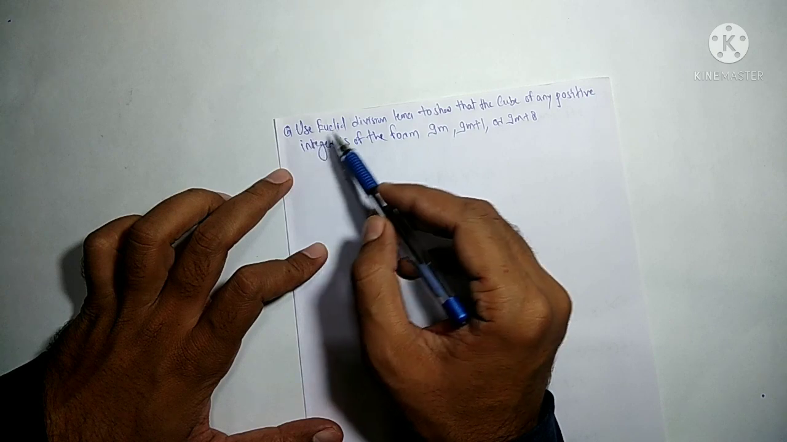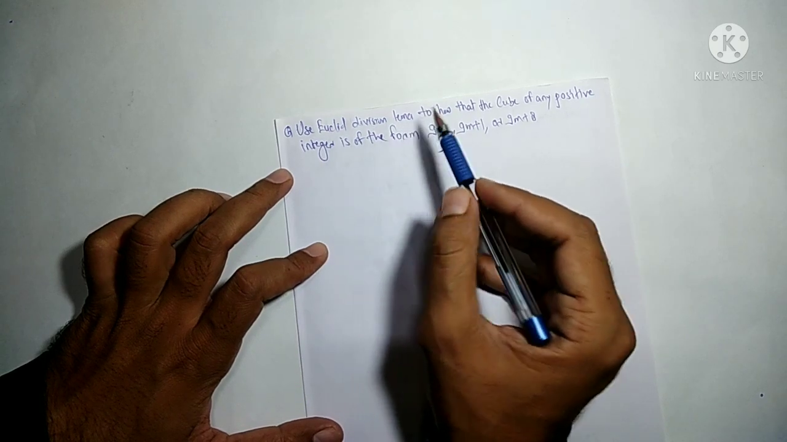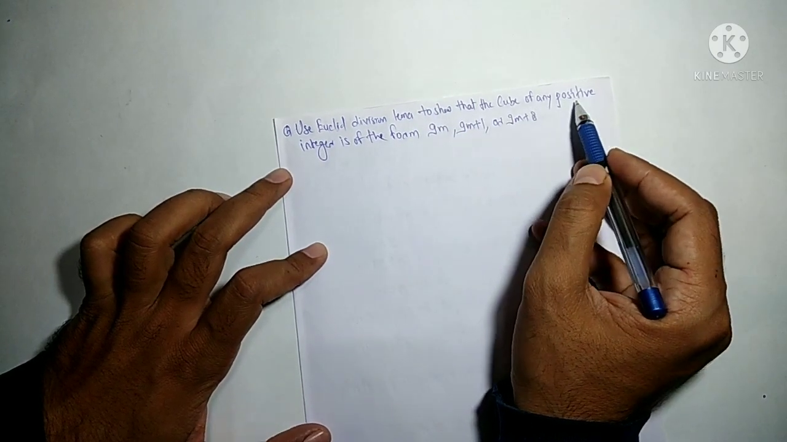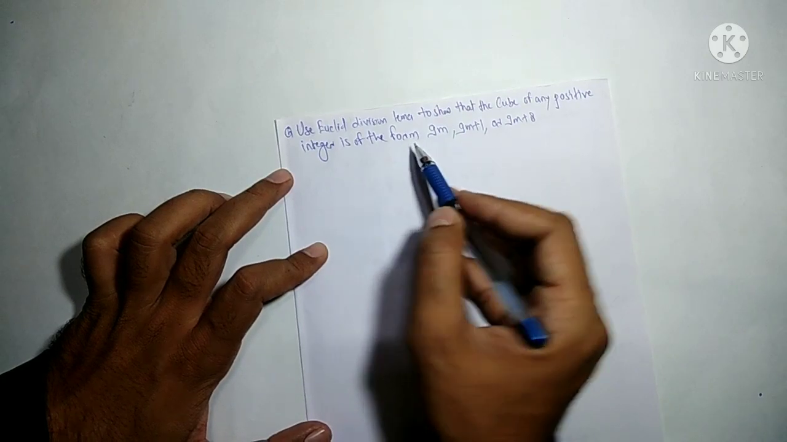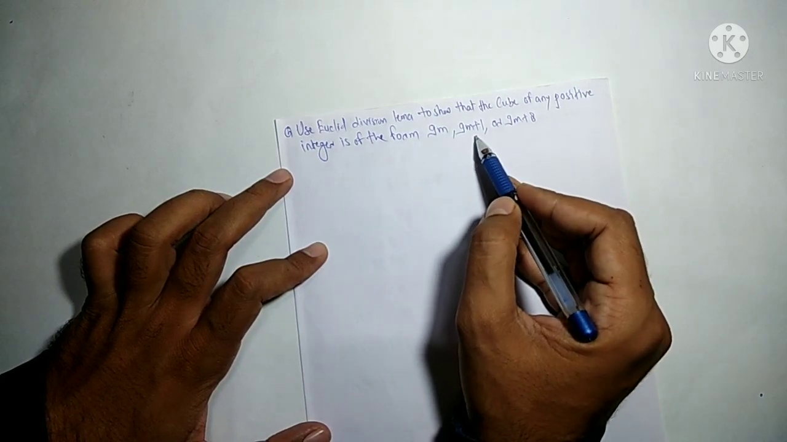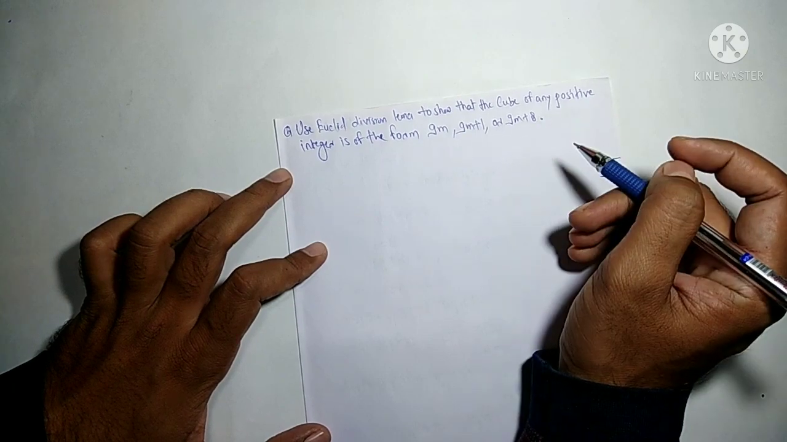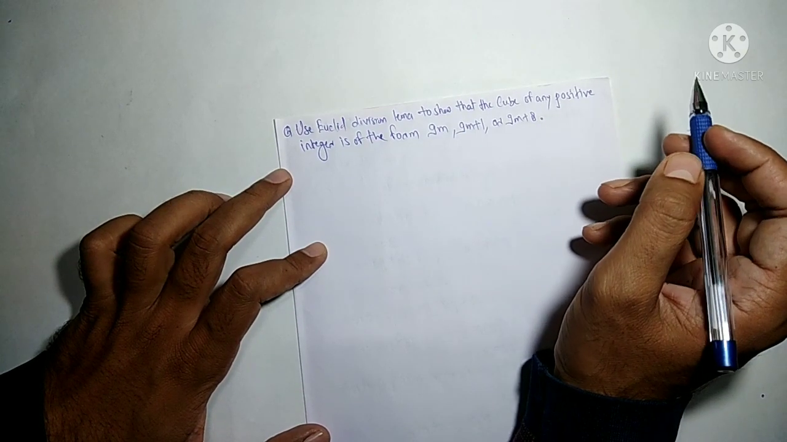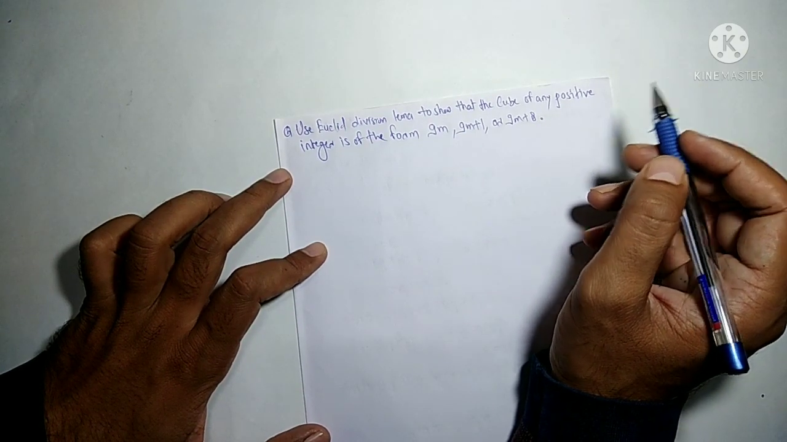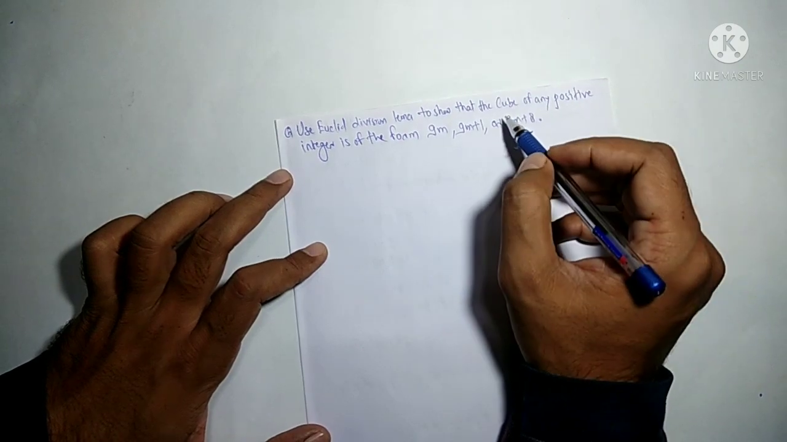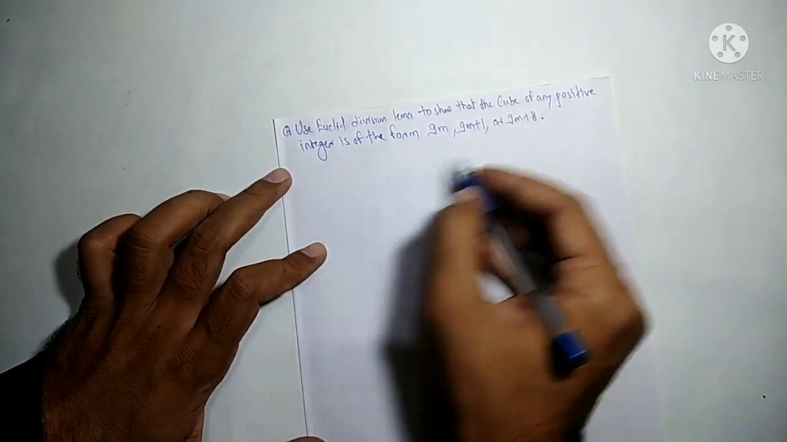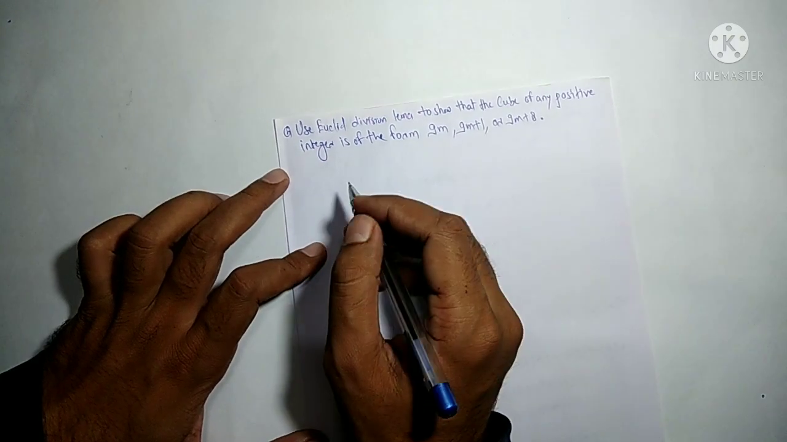What do they ask in this question? Use Euclid's division lemma to show that the cube of any positive integer is of the form 9m, 9m plus 1 or 9m plus 8. Before this question we did the same question for the square. Now we are moving on, we do it for the cube. Okay, same procedure. Let us start.